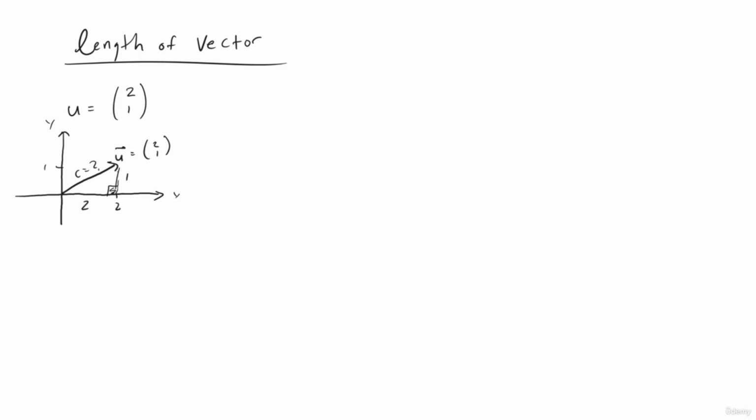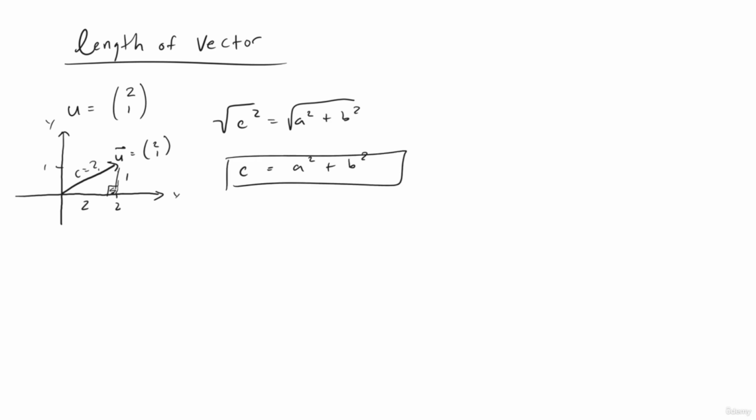If we're looking at the Pythagorean theorem geometrically, this is a and b, and then the hypotenuse is c. You may remember the famous equation that c squared is equal to a squared plus b squared. We don't want c squared, we want c. So we would just take the square root of both sides. The square would go away, and we'd be left with c equal to the square root of a squared plus b squared, where a and b are actually the components of this vector. So this formula is how we calculate the length of this vector.